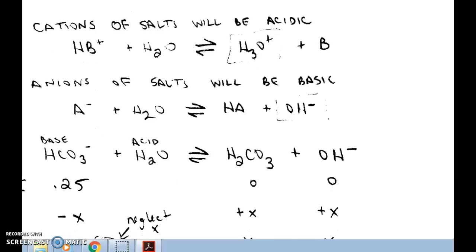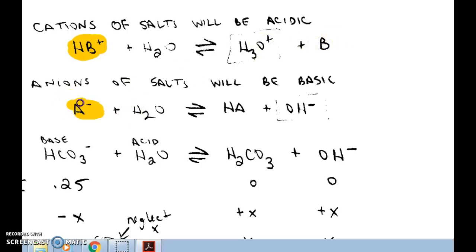So you can see in this example, if this was part of a salt, then it's going to be the conjugate acid of a weak base. Then this would be the proton donor. So when it interacts with water, it could donate the proton to water, and that would form hydronium. So that's why this salt is acidic. We have a little bit of extra hydronium in the solution. And then you would get a small amount of the conjugate base.